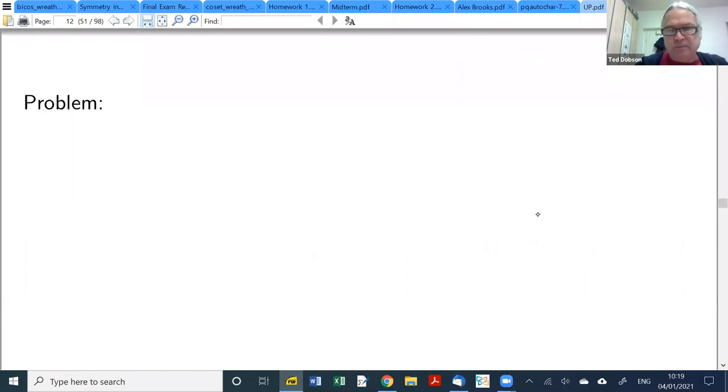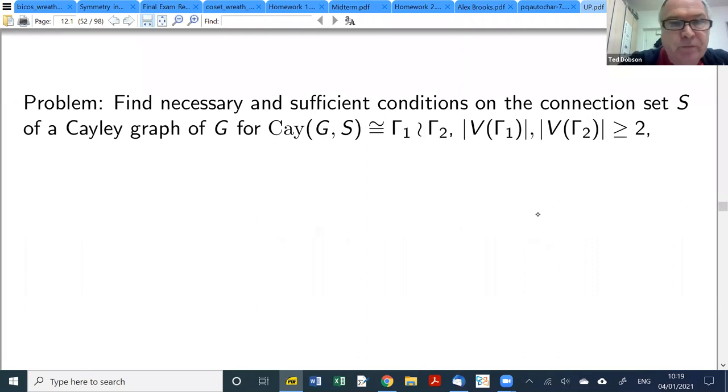Okay, so with all that in mind, I can tell you about the problem. What I wanted to do is to be able to find necessary and sufficient conditions on the connection set of a Cayley graph of G so that the Cayley graph is isomorphic to a wreath product, and I want both graphs to have at least two vertices. If you pick either gamma one or gamma two to have one vertex, then you're really not doing anything at all with the wreath product, just sort of changing the vertex set a little bit. So I wanted necessary and sufficient conditions to recognize a wreath product of a Cayley graph solely based on the connection set.